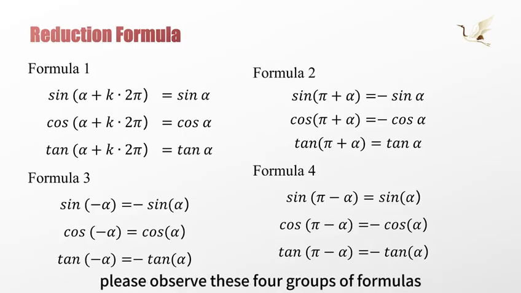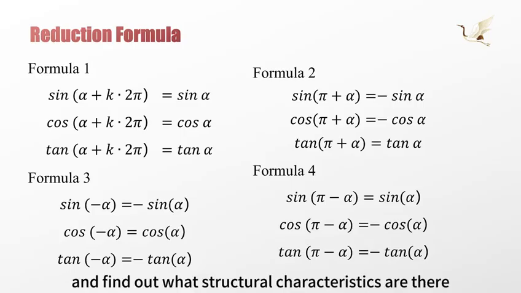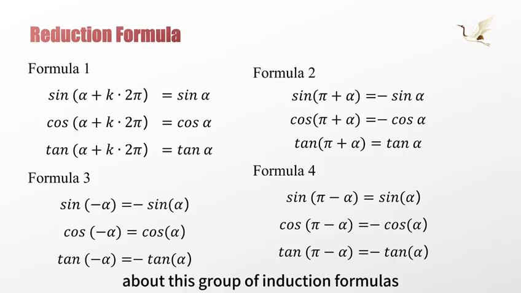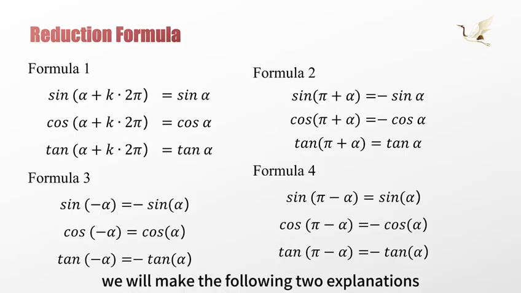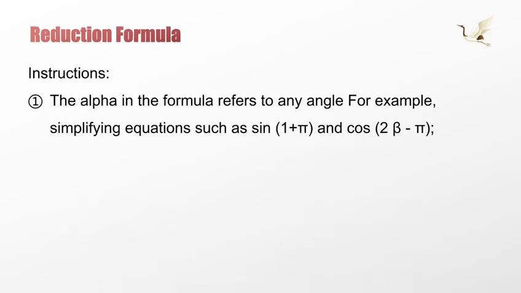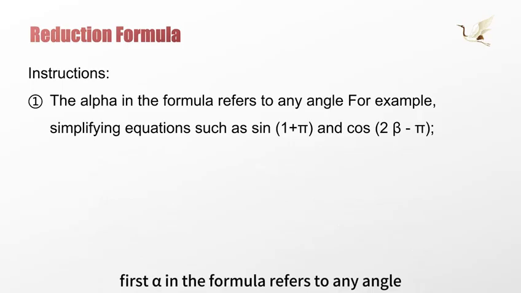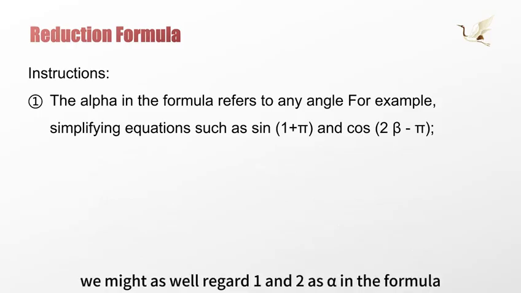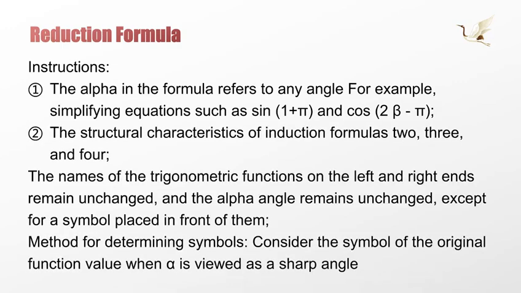Please observe these 4 groups of formulas and find out what structural characteristics there are at the left and right ends of each group of formulas. About this group of induction formulas, we will make the following 2 explanations. First, alpha in the formula refers to any angle. When we simplify a formula such as sine of 1 plus pi and cosine of 2 minus pi, we might as well regard 1 and 2 as alpha in the formula.